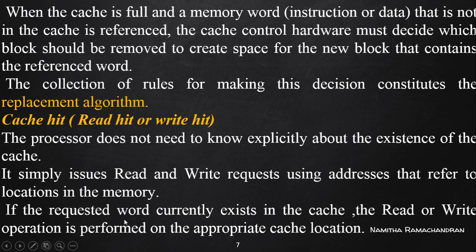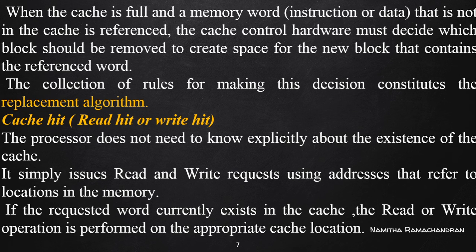If the requested word currently exists in the cache, the read or write operation is performed on the appropriate cache location. We don't want to consider the presence of that word in the main memory. If the requested word is present in the cache, then we can perform that operation on the copy which is available in the cache location. We don't want to make any change over the main memory content. We can work with the copy available in the cache memory. So this is the case of cache hit.